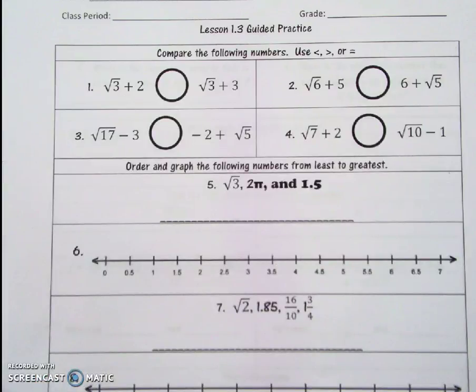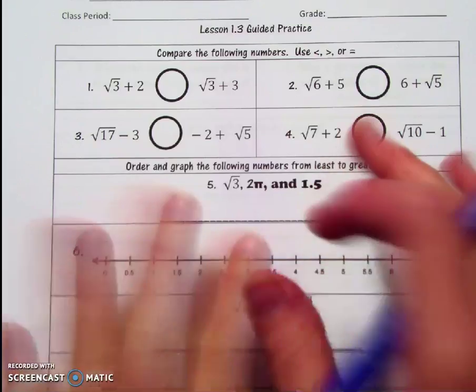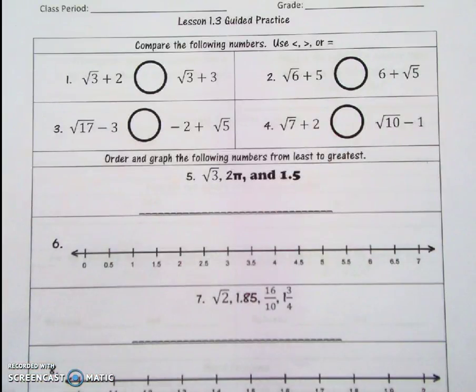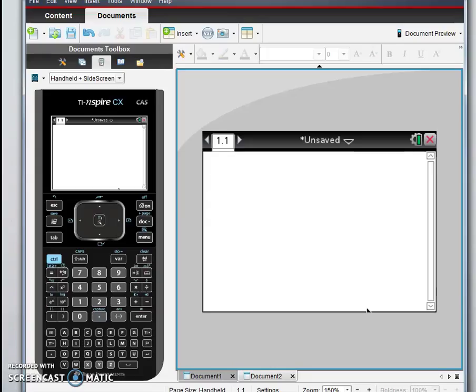All right, the last page we're going to do together is the 1.3 guided practice. So remember in like 3rd and 4th grade when we compared the numbers and we did like alligator eats the big, 3 is less than 4. You remember all that? Same game. And it's not tricky. I know those numbers you're looking at going, holy cow. All right, so in your calculator, all you do is type them in.